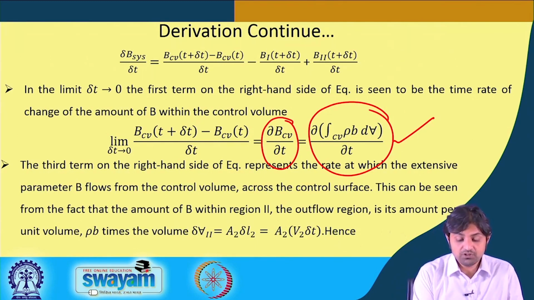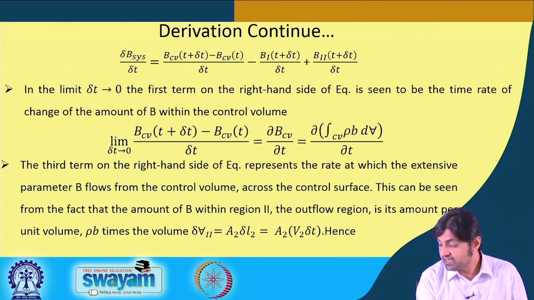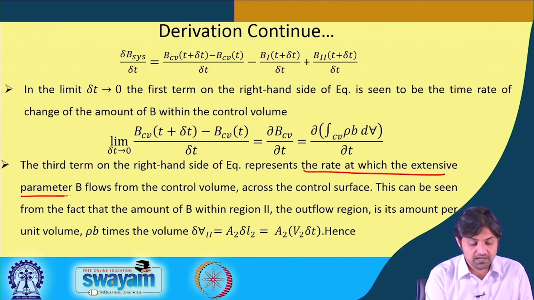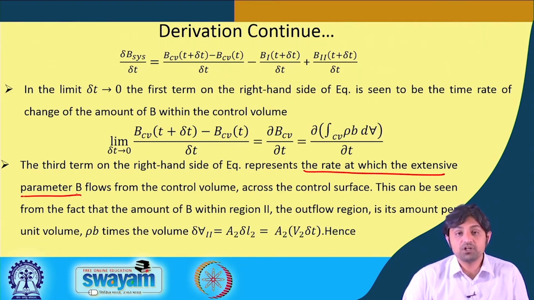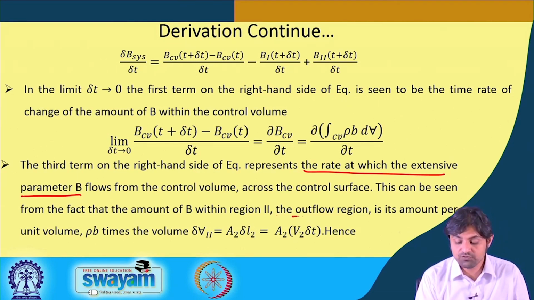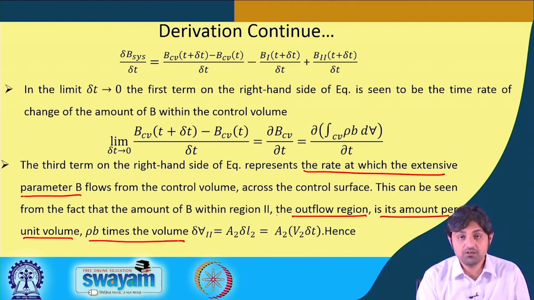The third term on the right hand side of the equation represents the rate at which extensive parameter B flows from the control volume across the control surface. This can be seen from the fact that the amount of B within region 2, the outflow region, is its amount per unit volume, rho B, times the volume, that is delta V2, which is equal to A2 into delta A2.